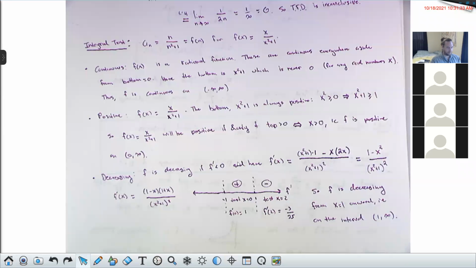All right. This is where most of the work actually lies in the integral test. The vast majority of these problems, most of the time, is going to go into showing these 3 conditions are met. Are there any questions about how I showed these 3 conditions to be met here?